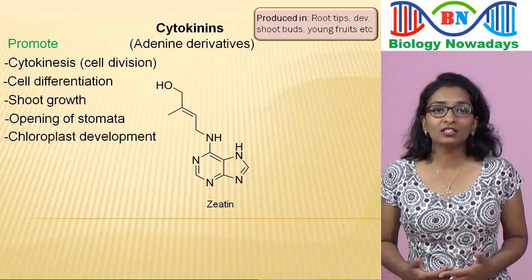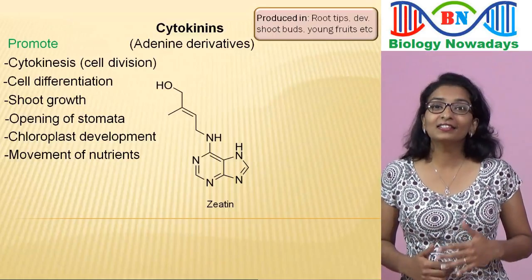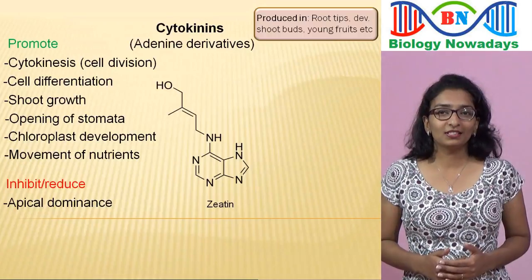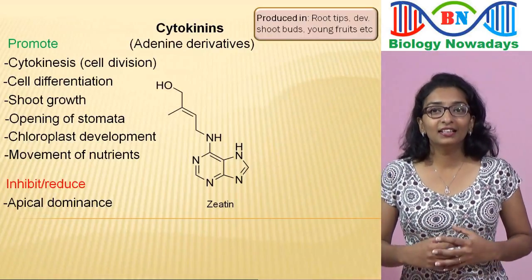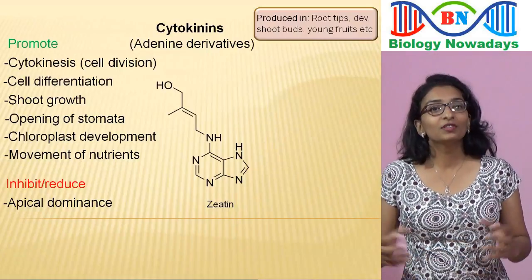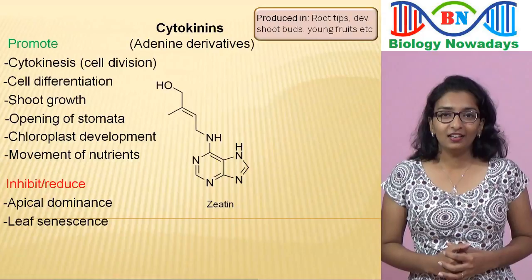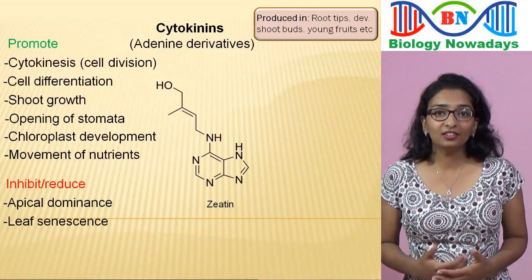They also cause movement of nutrients to tissues where their concentration is higher. They inhibit apical dominance caused by auxin, which means that they help the lateral buds grow into side shoots. They delay leaf senescence. Leaf senescence means aging and gradual death of leaves.